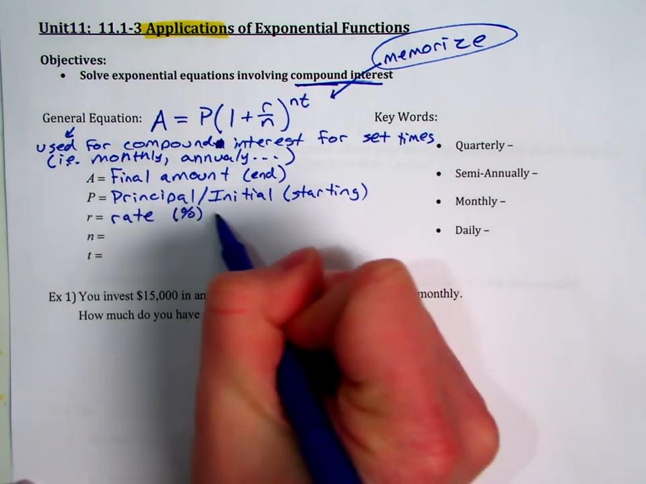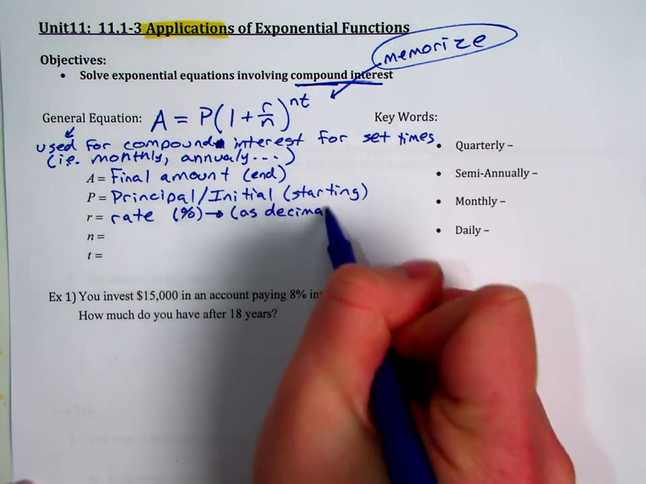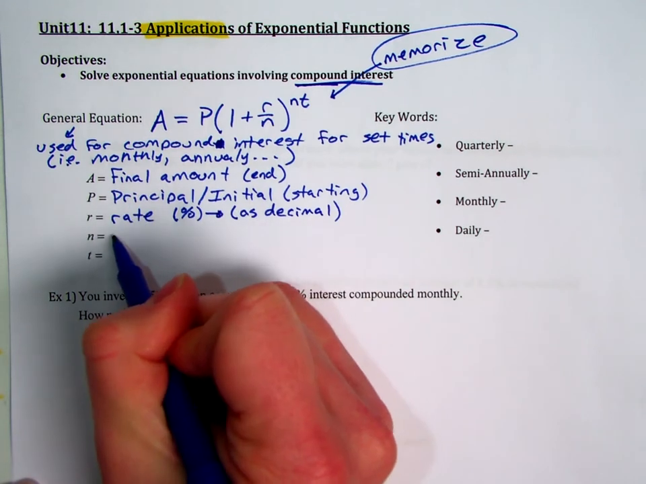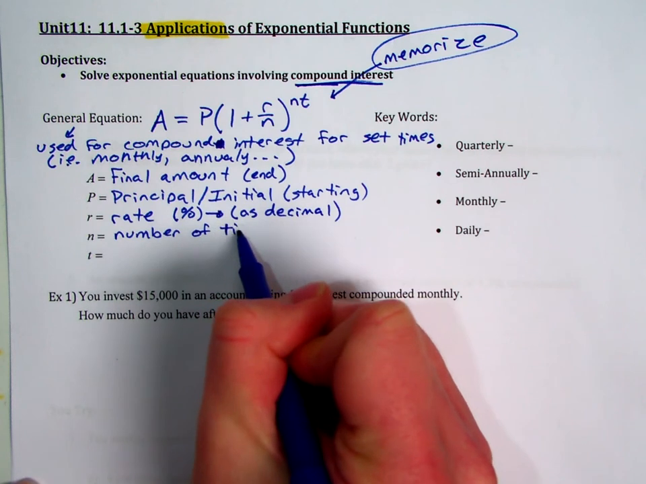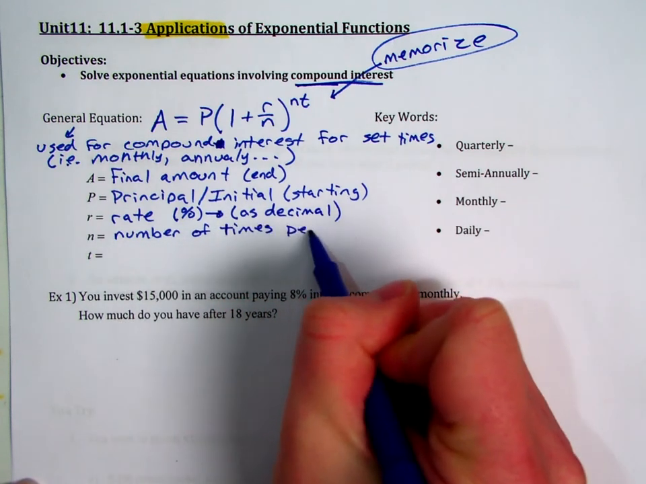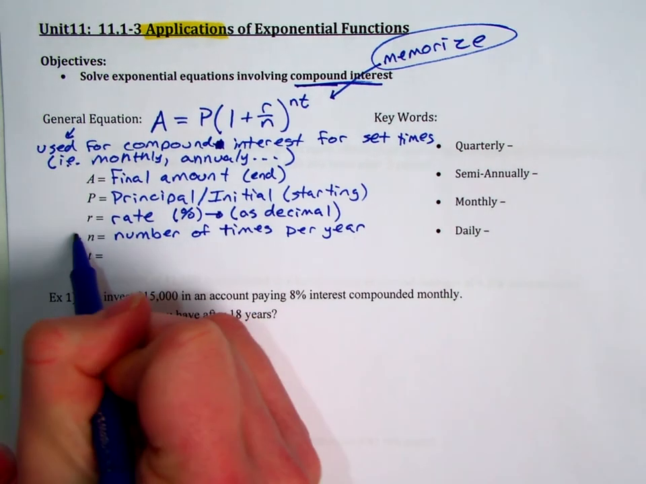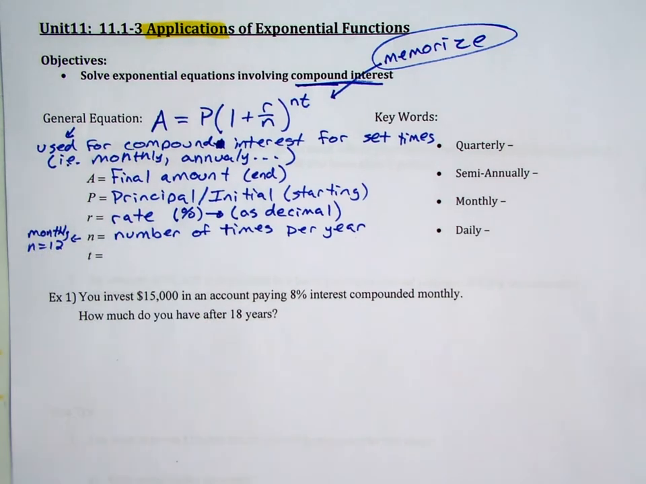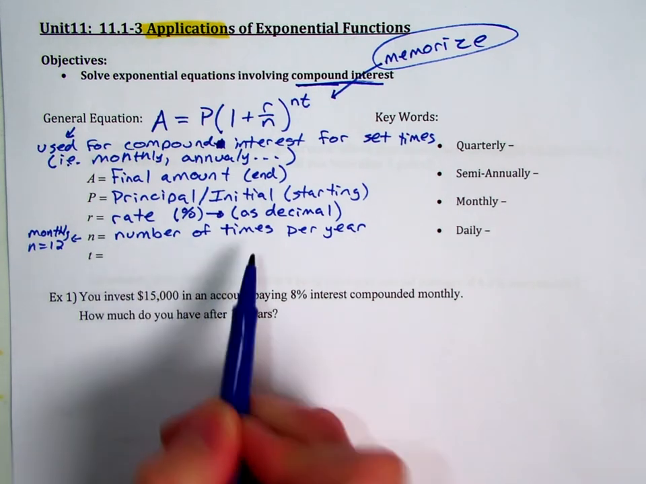But you need to change it to a decimal before you put it into the formula. As always, you can't put percentages into equations. N stands for the number of times per year. What I mean by that is how many times per year is it compounded. If it were monthly, the N would be 12 because there are 12 months a year, so it would be compounded 12 times a year. If it were weekly, it'd be 52, so on and so forth. So that's what I mean by N for the number of times per year.